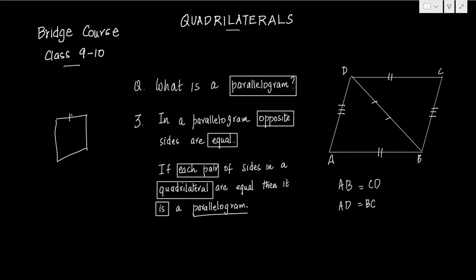In this quadrilateral, if these two sides are equal and these two sides are equal, then this quadrilateral must be a parallelogram. That is what this condition says. Two opposite sides are equal, and if a quadrilateral has two opposite sides equal, it must be a parallelogram. This is condition number 3.